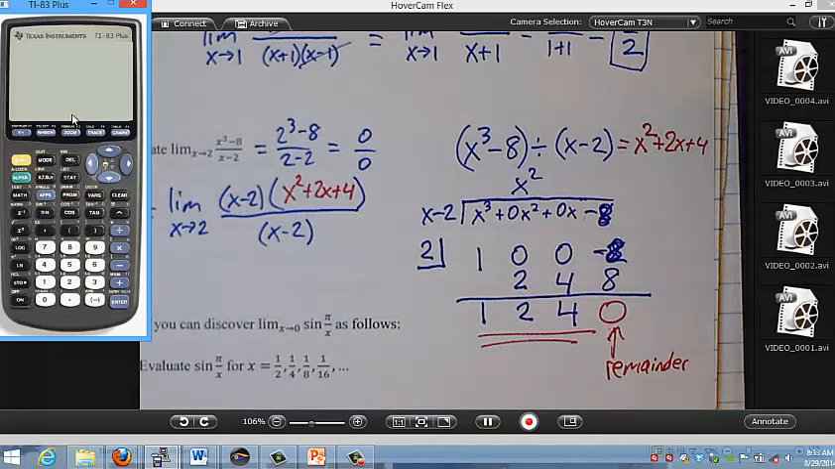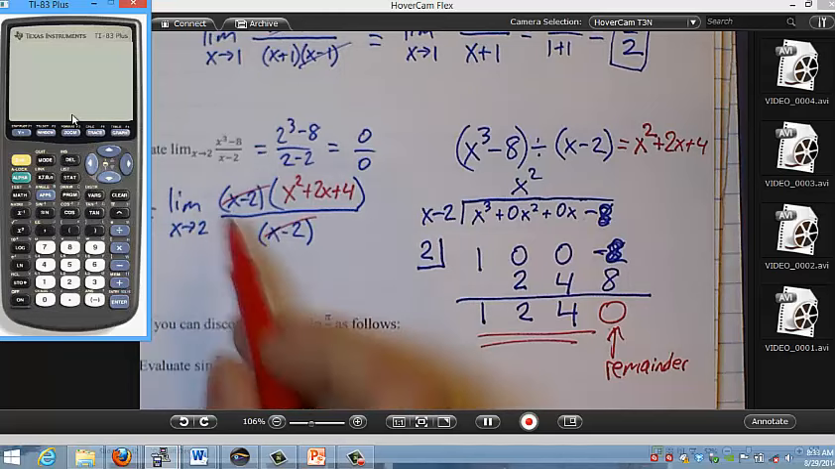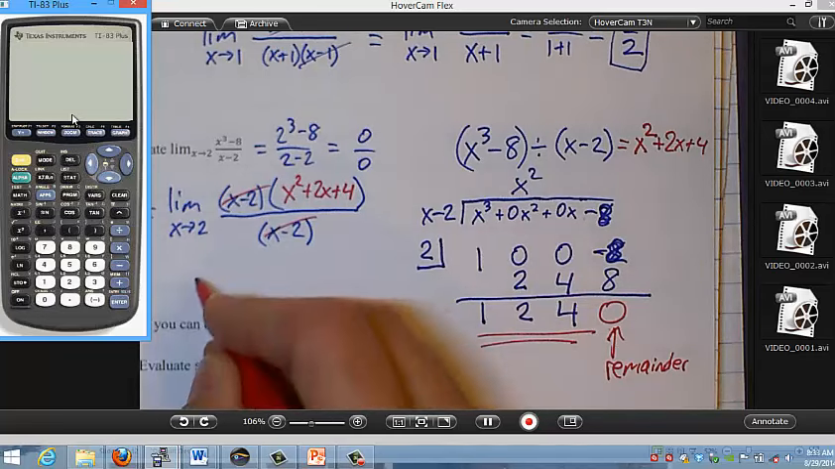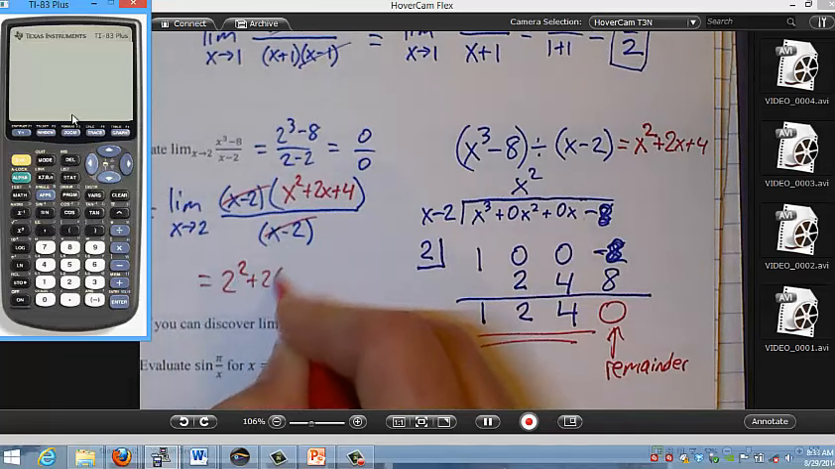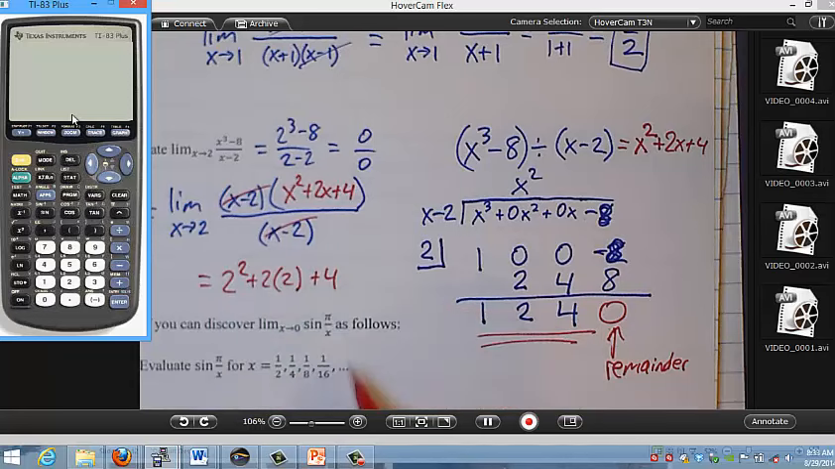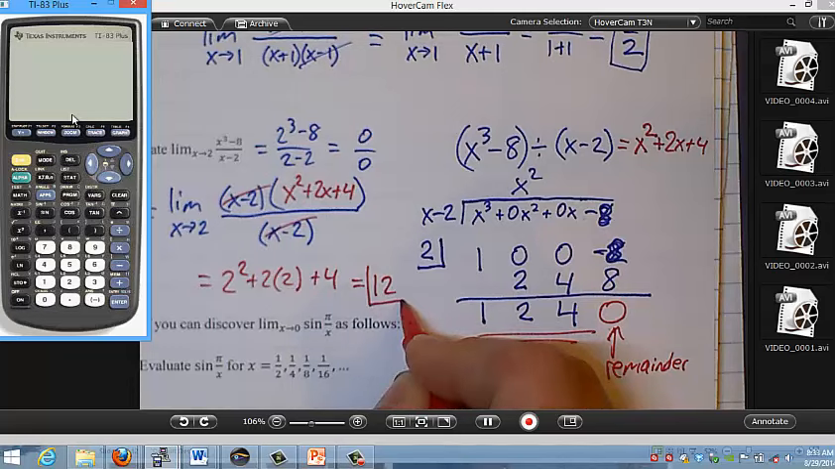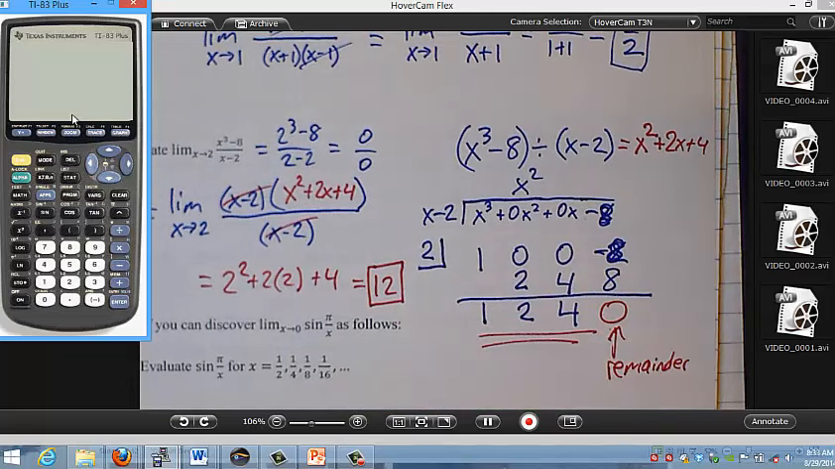Once I get all that, okay, the x minus 2's cancel. And so now, can I take the limit of the red polynomial? Well, yeah. How do you do it? Plug in the 2. So I get 2 squared plus 2 times 2 plus 4. So 4 plus 4 plus 4 equals 12. And actually, I should be able to see that on my picture if I look carefully.